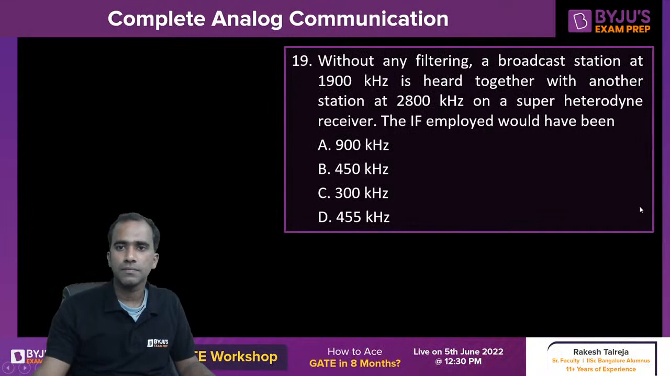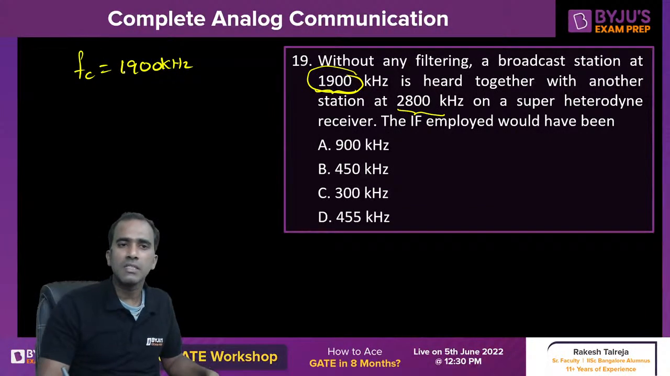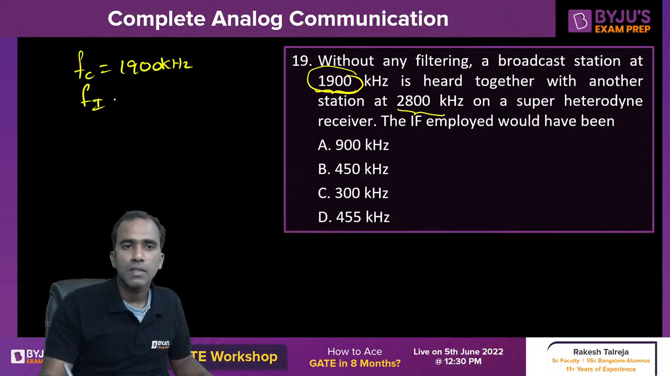Right, next question. Without any filtering, a broadcast station at 1900 kilohertz is heard together with another station at 2800 kilohertz on a superheterodyne receiver. So they're saying a broadcast station at 1900 kilohertz is heard together with another station. What is the other station that we'll hear? Here they are interested in listening to 1900 kilohertz, which means they're talking about the tuned frequency. 1900 kilohertz is the tuned frequency. What is the other frequency that we will listen to? The only frequency that we can listen to is the image frequency. The image frequency is 2800 kilohertz.